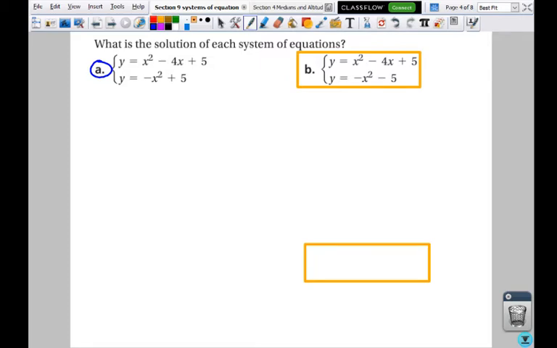So I'll give you about another minute. Type them into Desmos, get your 2 solutions. Then we'll skip part B and go to your exit ticket.